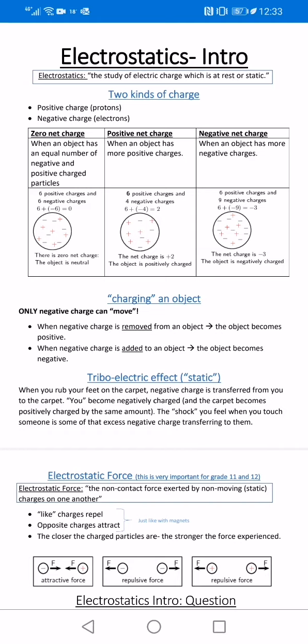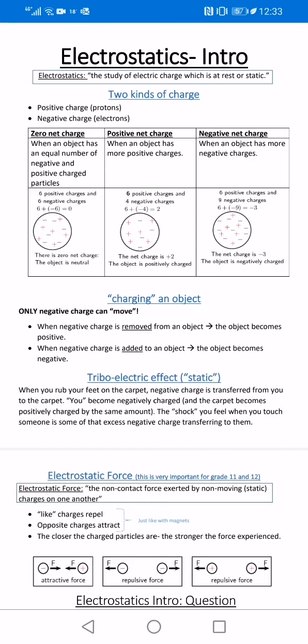Okay guys, so just a short little introduction to electrostatics. Tomorrow we're going to do the tricky stuff, the maths, the quantization and conservation for electrostatics. But for now, just a little introduction to get you used to it. Definition firstly: electrostatics is the study of electric charge which is at rest or static. Static means it's not moving, okay?